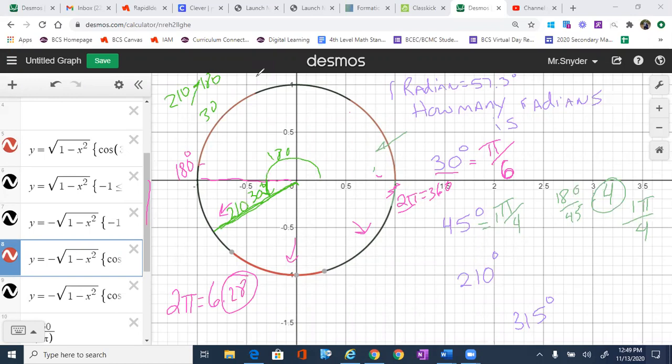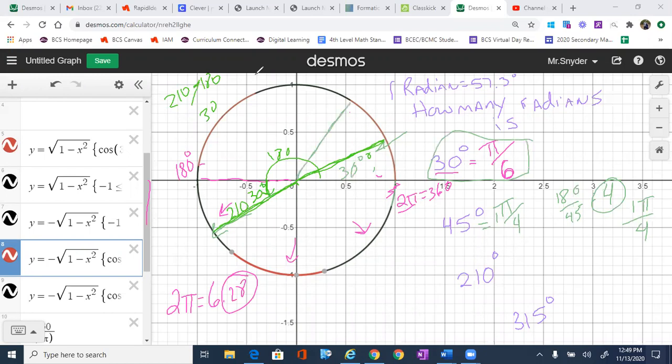Well, we already know about the 30 degrees. We know that one 30-degree piece is equal to pi over 6. My question is, how many 30-degree pieces are there in order to get to 210? Let's see if we can do that.